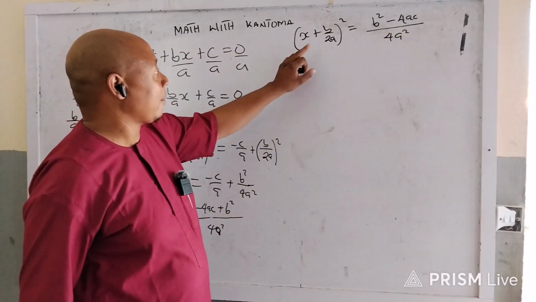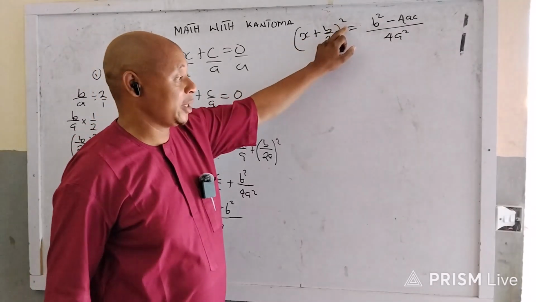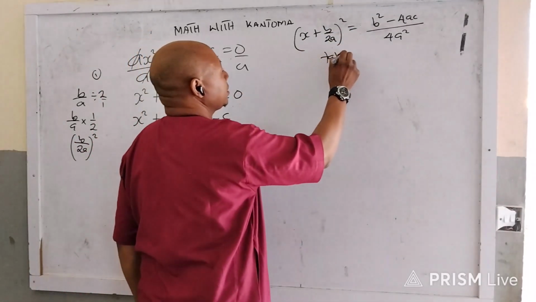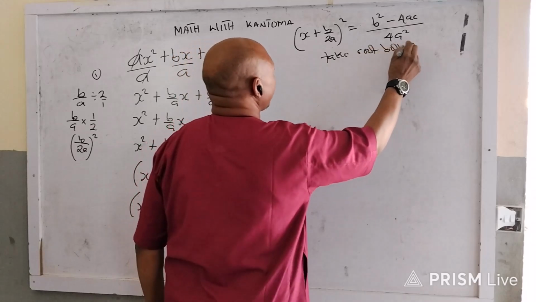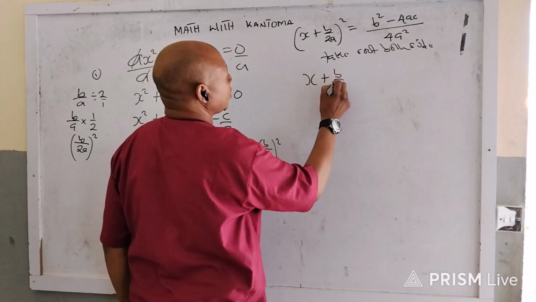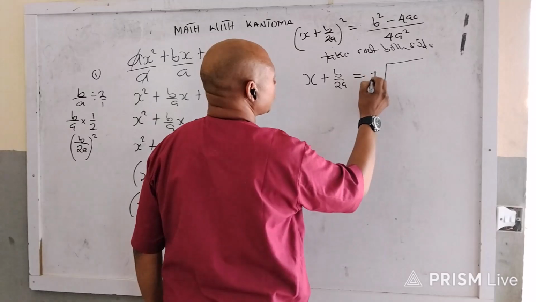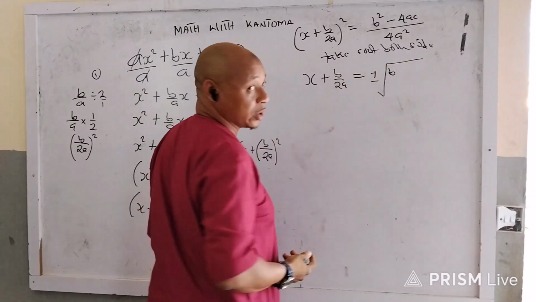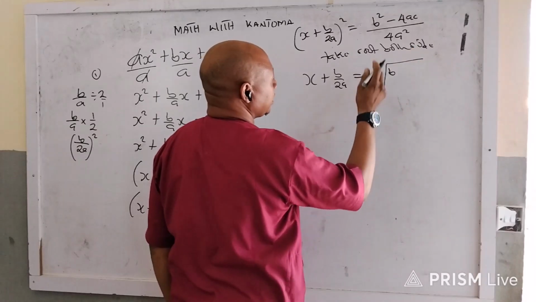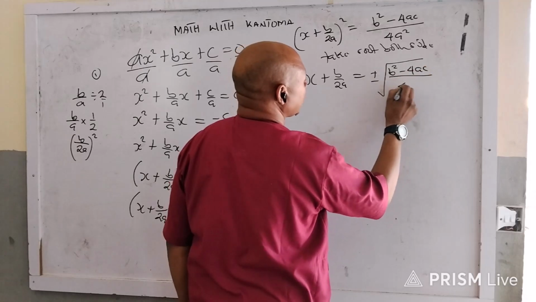So now I'm going to find the value of x. How do I find the value of x? Is to eliminate the power, and by eliminating the power we're going to take the square root of both sides. So if we take the root of both sides, we are going to have x plus b over 2a. The power will be eliminated, right? So we have plus or minus the square root of these values. We don't know the exact value, so because it is of different value or different length, we need to find the two signs, plus or minus square root of b squared minus 4ac all over 4a squared.